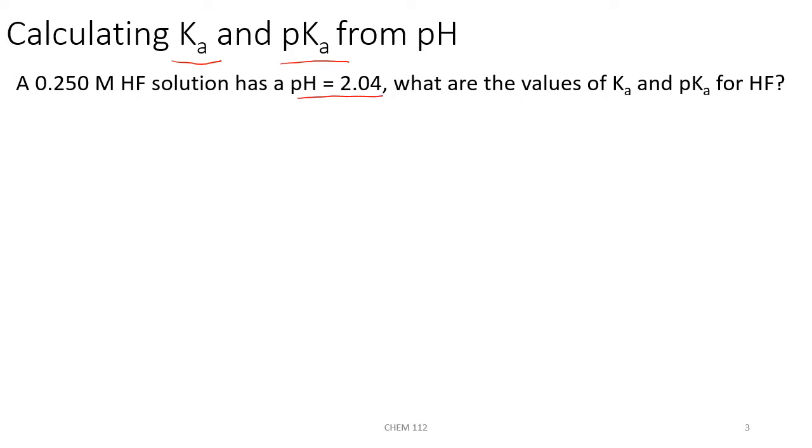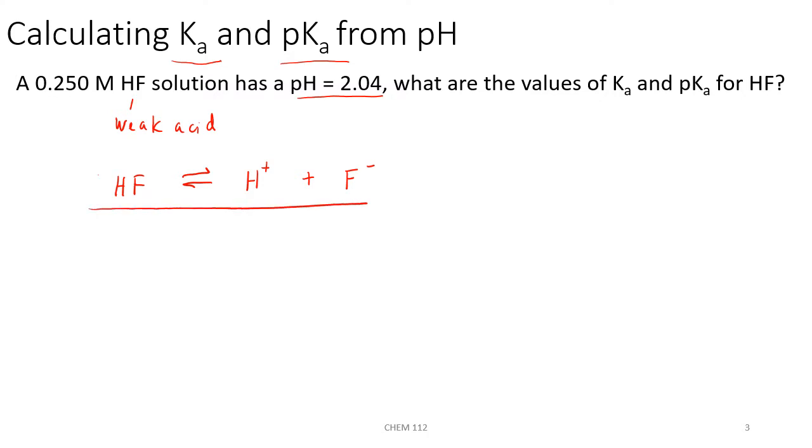So we have a 0.25 molar solution of hydrofluoric acid. Hydrofluoric acid is a weak acid, and it has a pH of 2.04. What are the values of Ka and pKa for HF? So starting out, we're going to want to write our dissociation for our weak acid. So hydrofluoric acid will break up in solution into hydrogen ion and fluoride anion.